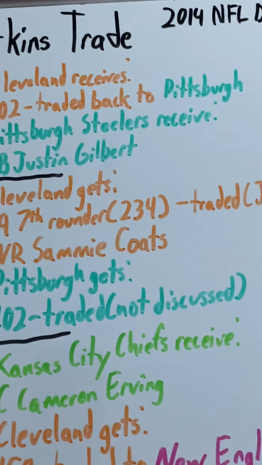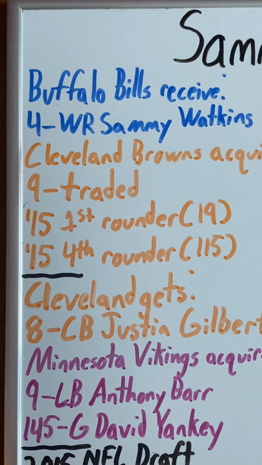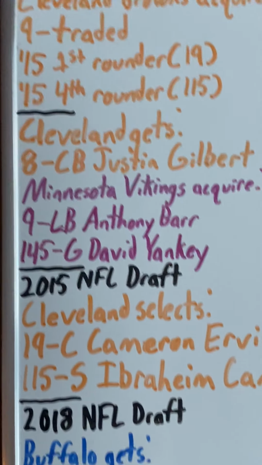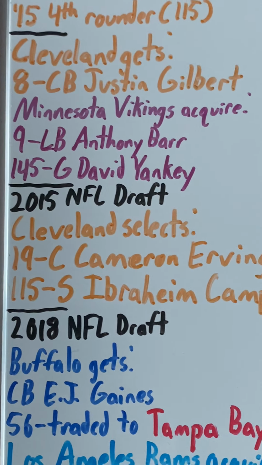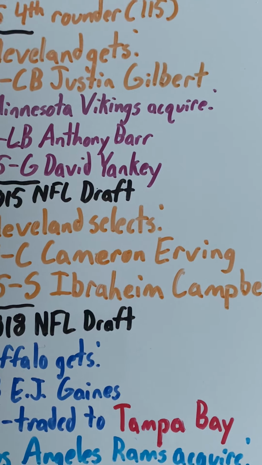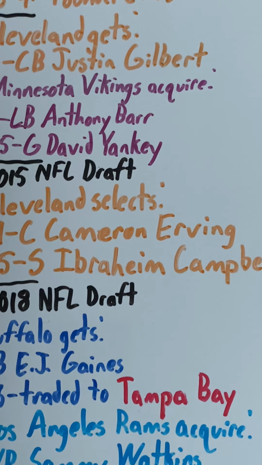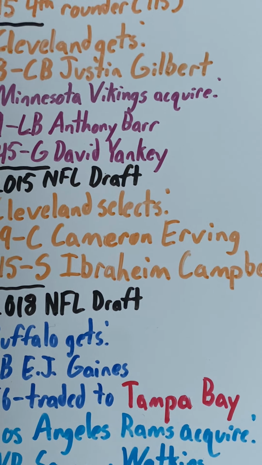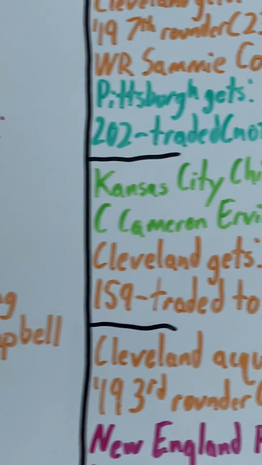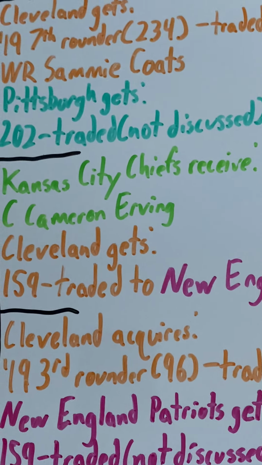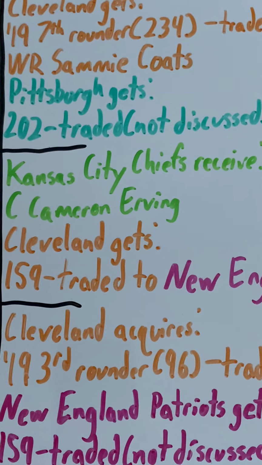So now we're going to come back, and remember, the Browns acquired 2 picks in 2015 from Buffalo. Now, those 2 picks would become the 19th and 115th, respectively. So the 19th pick would be used on center Cameron Erving. And Erving was okay, not great, but not bad, over 2 seasons before he was traded by the Browns. And he gets traded to the Kansas City Chiefs in exchange for the 159th pick in the 2018 draft.